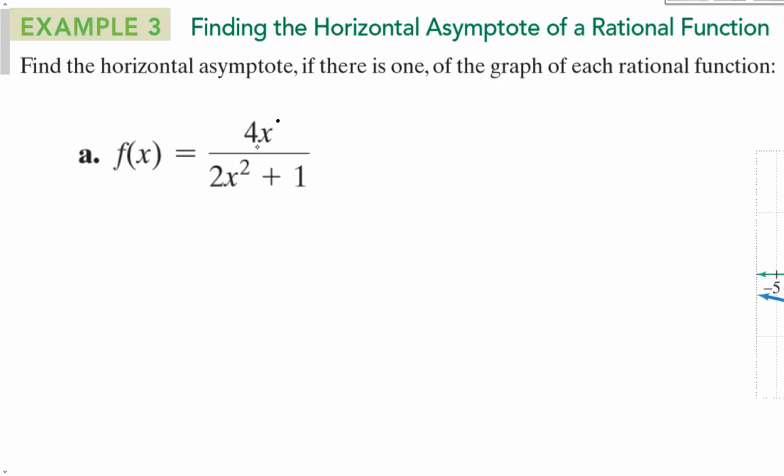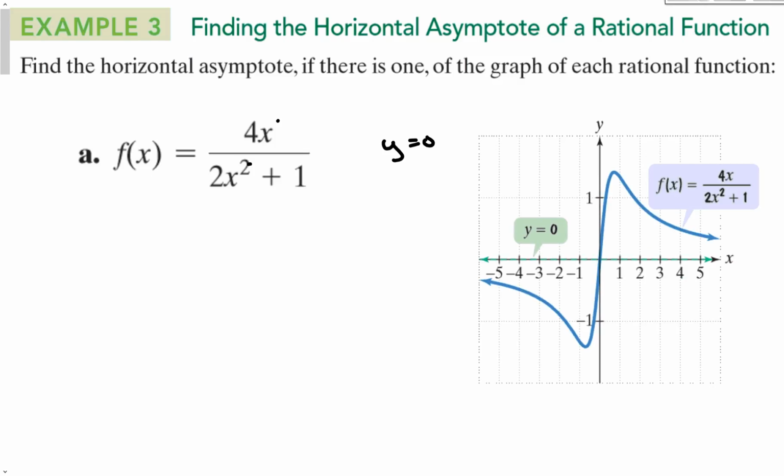So all I do is compare these two numbers. The top has 4x to the first power. The bottom has 2x squared. The degree of the top is 1. The degree of the bottom is 2. That means the horizontal asymptote is y is equal to 0, the x-axis. And I can see that on the graph of this function.